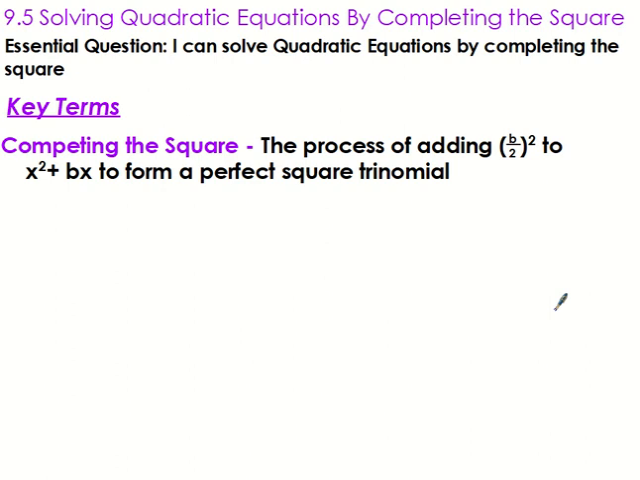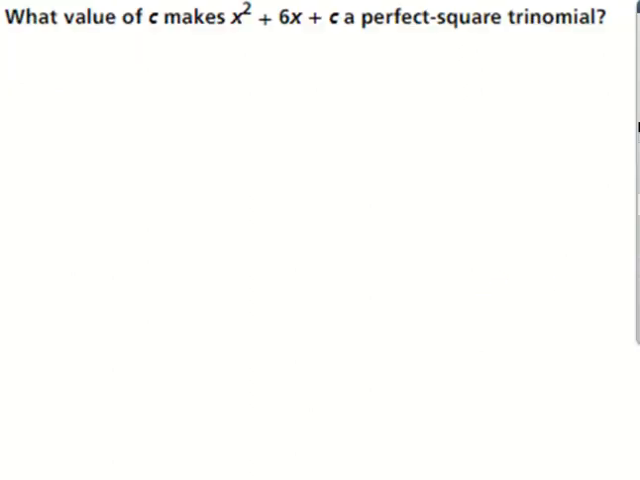We're going to solve quadratic equations, so like 9.4, but we're going to use a new process called completing the square. So I can solve quadratic equations by completing the square. What it means to complete the square is the process of taking our b, dividing it by 2, and then squaring it, and we add it to our x squared plus bx to form what we would call a perfect square trinomial, because a trinomial means 3 terms. So in a sense, it becomes our new c, okay?